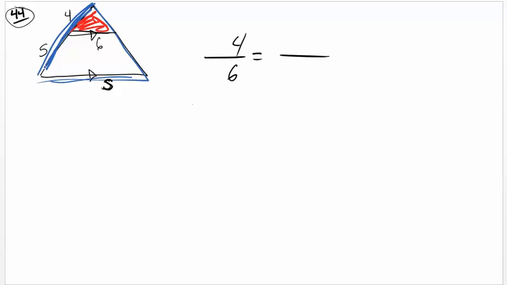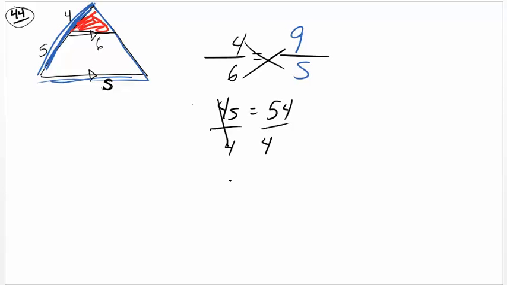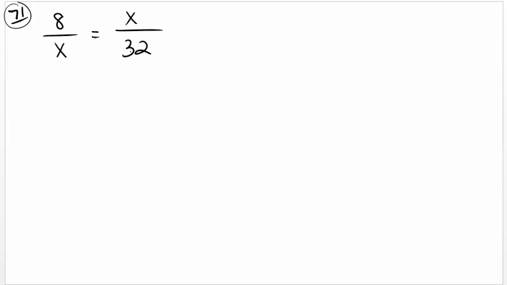But how much is the left side of the big triangle? We're going to have to add those up. So 4 plus 5 is 9 over the bottom is s. We'll cross multiply. 4 times s is 4s. 6 times 9 is 54. If we divide by 4, we will get that s is going to be 13.5. And that is absolutely fine. In this section, 40 and 44 come out as fractions. Number 40 and number 44 both come out as fractions.